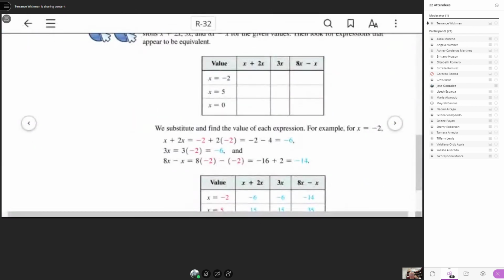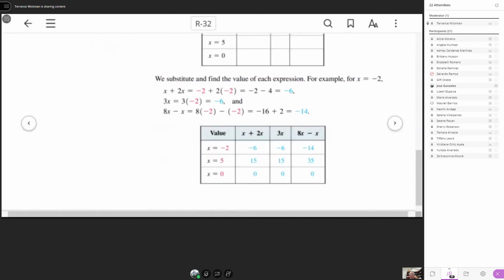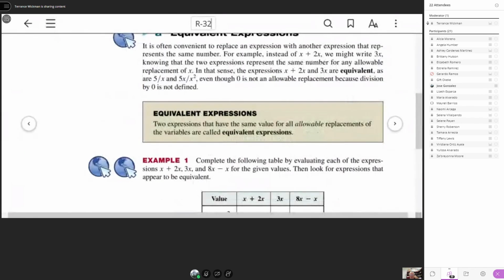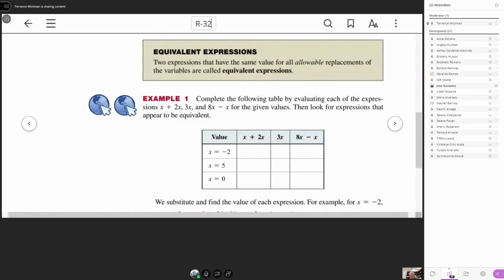Equivalent expressions, values, and so on. Let's see. All they're doing here in example 1 is telling you that in the equation you have x plus 2 plus x and x is equal to negative 2. You just put in the negative 2 for the x.